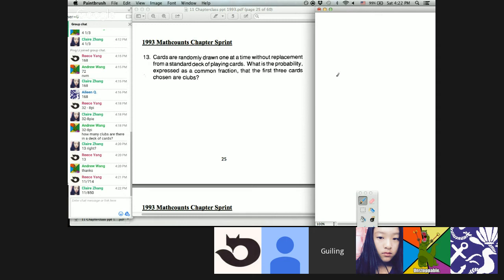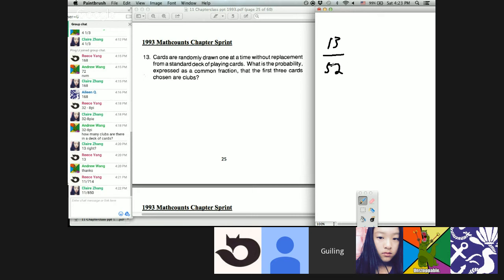If it were with replacement, then it would just be 1/4 times 1/4 times 1/4, or 1/4 cubed. That's with replacement, but it says without replacement. So first off, for your first card you're drawing, the probability that you get a club is 13 out of 52.